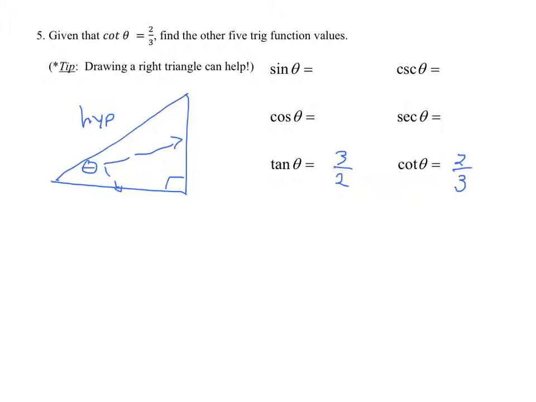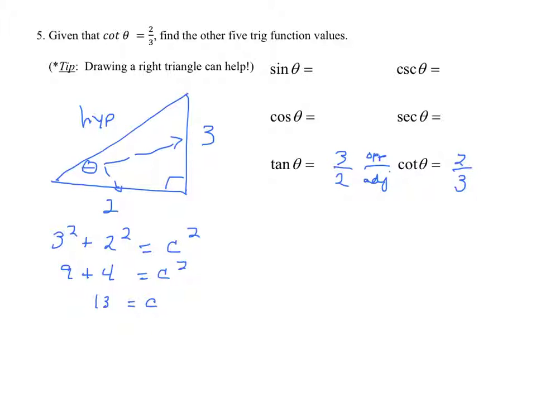So for the opposite, I'm going to use tangent because that's opposite over adjacent and I can remember that one better. So it's 3 over 2. And now I'm going to solve for the hypotenuse, and I'll be able to get all the rest. So 3 squared plus 2 squared is equal to c squared. 9 plus 4 is equal to c squared. 13 is equal to c squared. So c is the square root of 13. And just leave it like that.